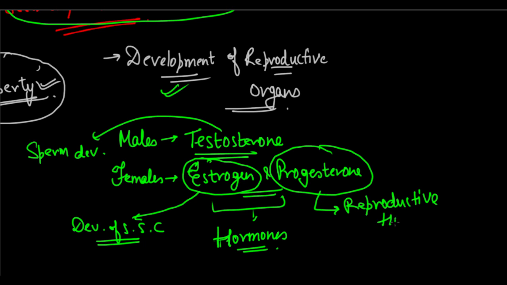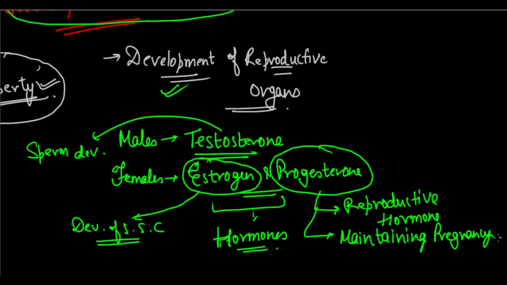It's mainly a reproductive hormone, and it is mainly concentrated on maintaining pregnancy in a female, right? It helps in maintaining pregnancy in a female. After fertilization, the body needs to be made ready to be able to develop the growing zygote. So to maintain that pregnancy, progesterone helps.